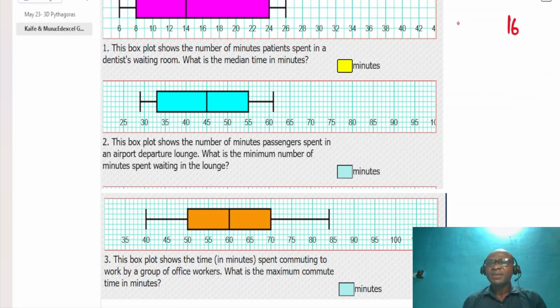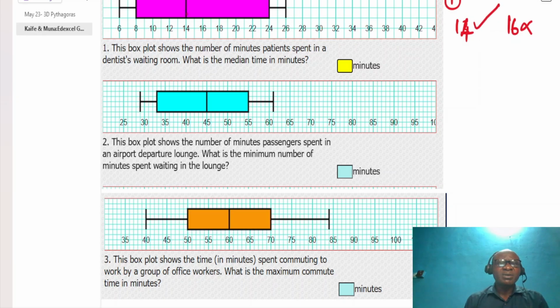14. Okay, so let's evaluate. 14, yes. All right, so let's evaluate it. Mona, your answer is not correct. Taife, your answer is correct.